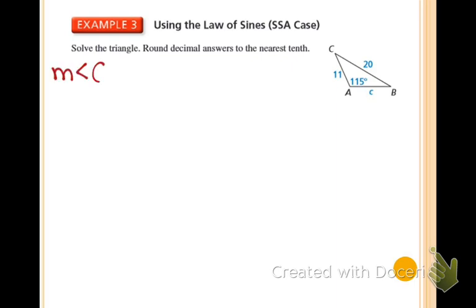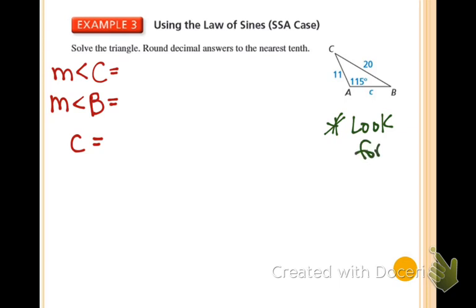So we're eventually going to find the measure of angle C. We're eventually going to find the measure of angle B. We're eventually going to find the side length of C. Okay? So we're going to set up a proportion to solve for one of these things. What you want to look for is a known pair. That's what we call it, a known pair. And I will explain what that means to you.